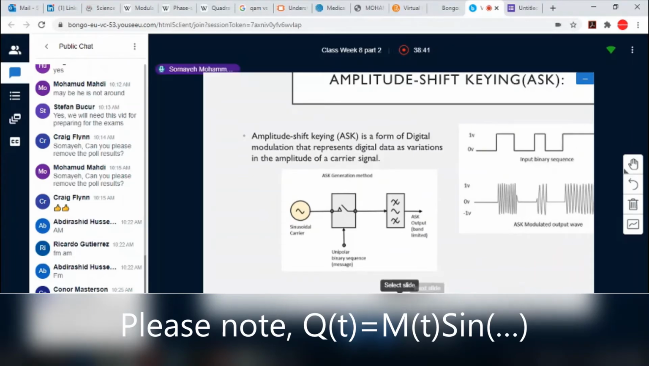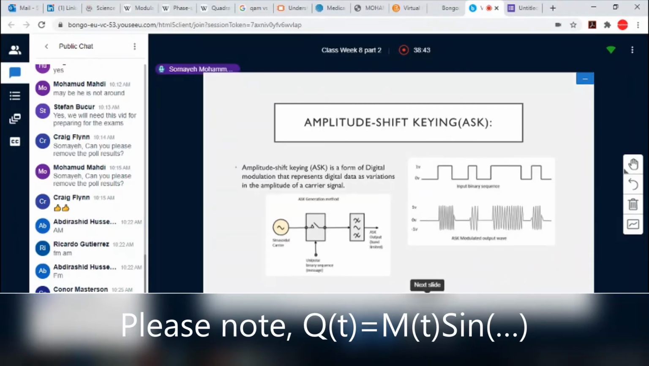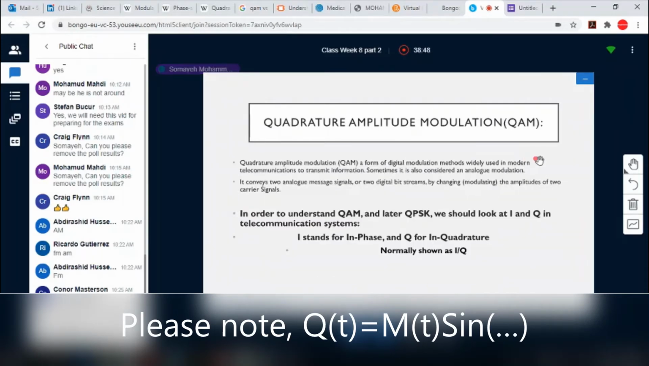The next type of modulation is QAM, quadrature amplitude modulation. This is a very popular scheme, and we see many telecommunication systems and technologies using it these days. And mainly, we use two signals to send any data message.